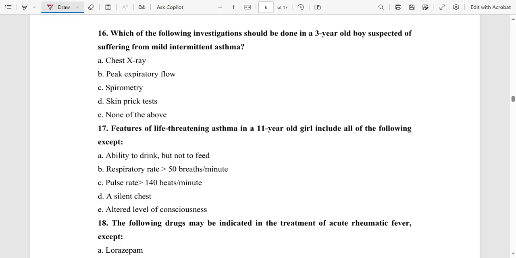Okay. So starting with option A, basically, it's not primary diagnostic for ruling out asthma.